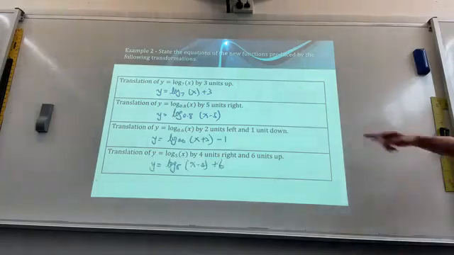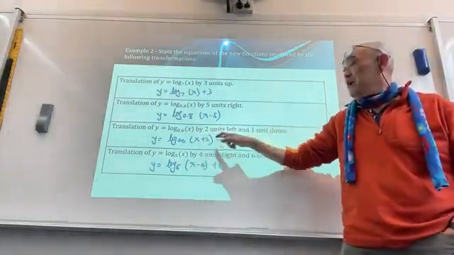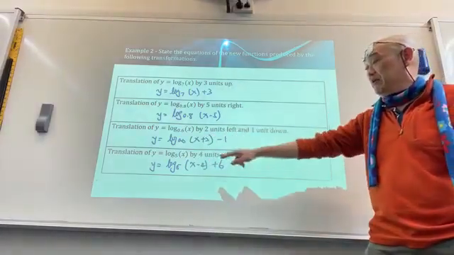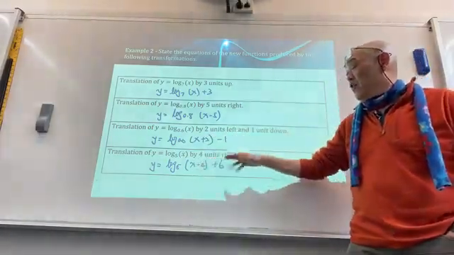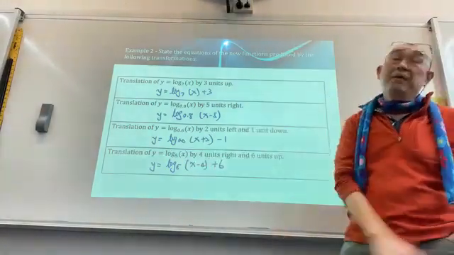So, left: x plus 2, and then 1 unit down, take away 1. Right: x minus 4, 6 units up, plus 6.